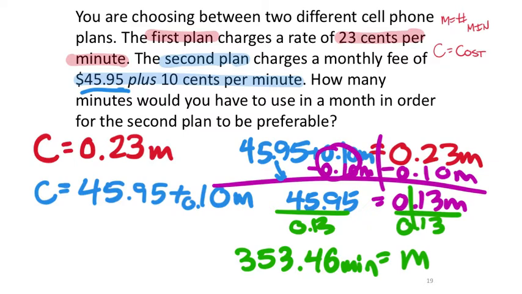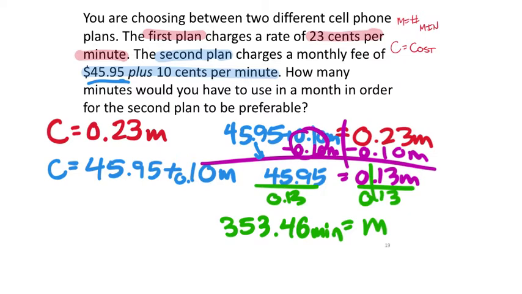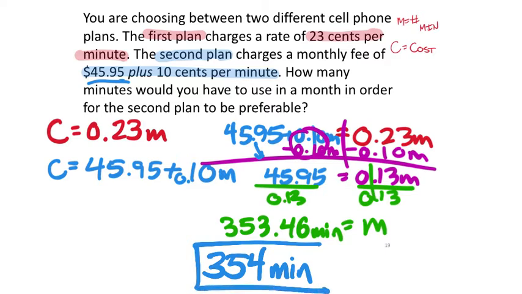So that means it'd have to go just beyond that in order to make the first plan, or the second plan rather, preferable. So I'd say, even though it doesn't round up right here, I'd have to go up a minute in order for this to work. So 354 minutes would make the second plan the most preferable or the cheapest. I'm not saying just to round up. I'm saying you got to analyze and look at the two plans, and you may have to do some calculation here. Like, what if you put 353 in here? Which one's cheaper? Well, I guess we could even check that.